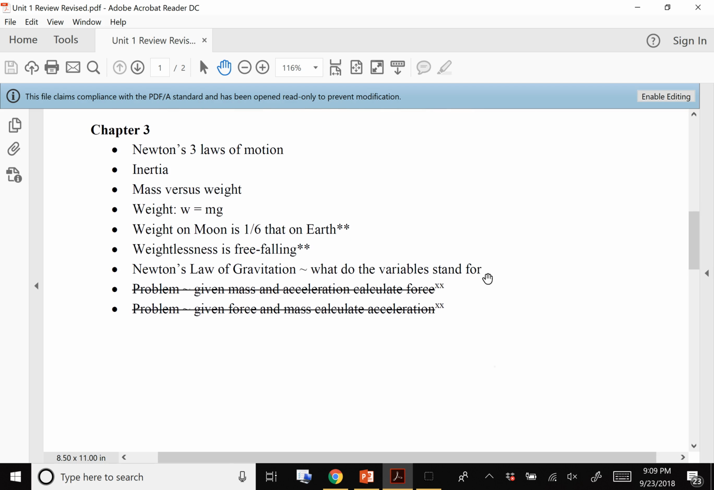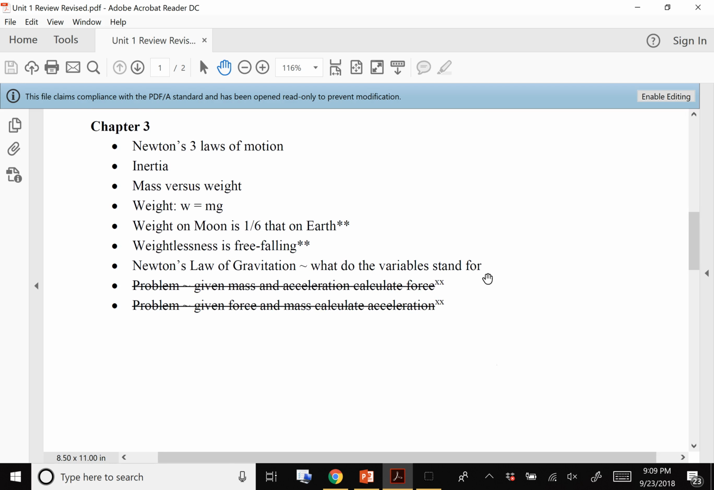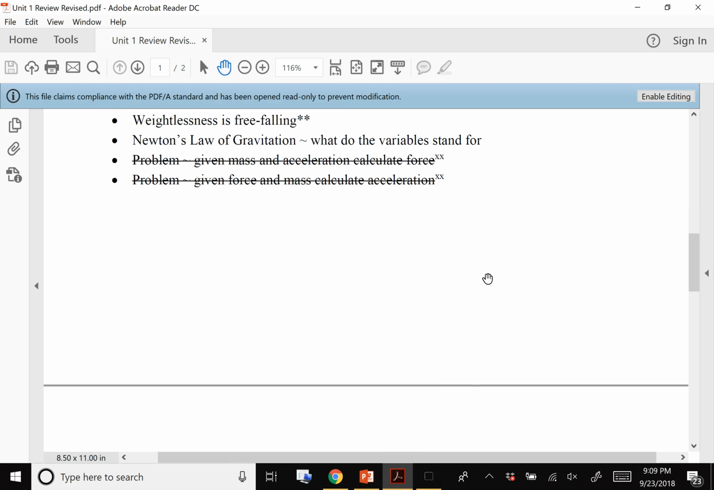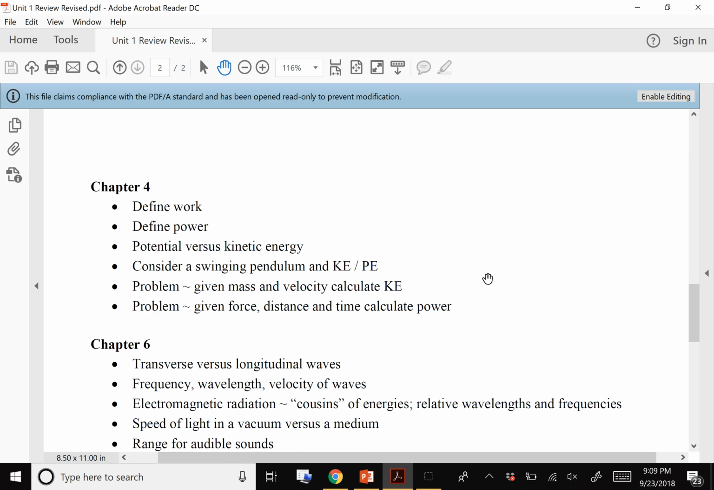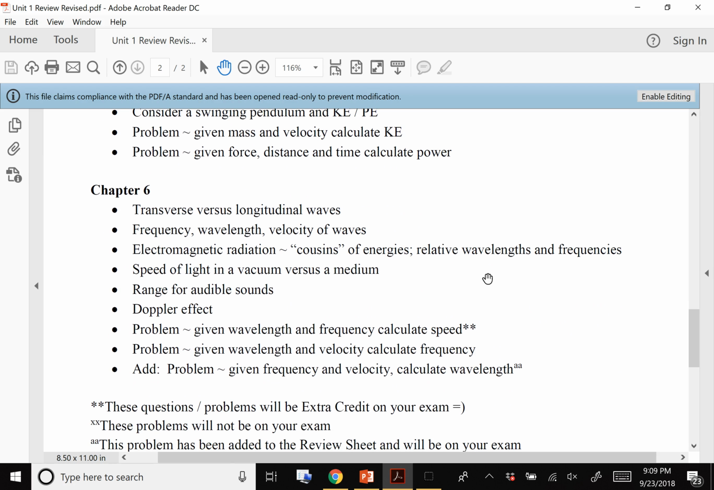And also here on your review sheet, I don't think we did a problem in my notes. I couldn't see where we used Newton's second law, F equals ma, and did some calculations. So I'm going to delete that, as those will not be on the test. Yay, right? Scrolling on down, I've got a problem: given wavelength and frequency, calculate speed, worth extra credit. Hey, can't beat that.